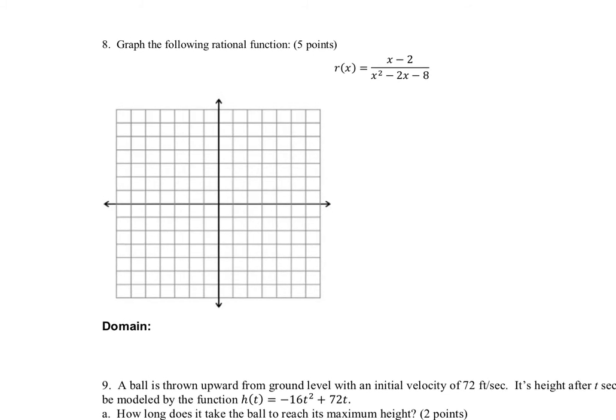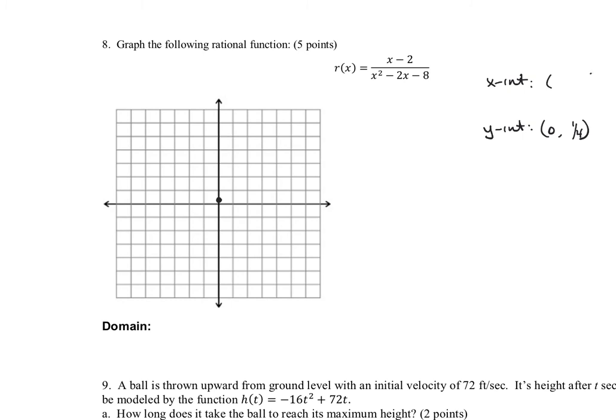Question number 8 is also from section 3.6. So we'll do the same technique. We need to find intercepts first, so x-intercepts and y-intercepts. So starting with the y-intercept, when we let x equal 0, we're going to have all of these variables disappear and have -2 divided by -8, which is 1/4. So 0, 1/4.